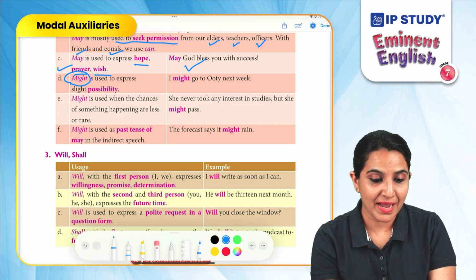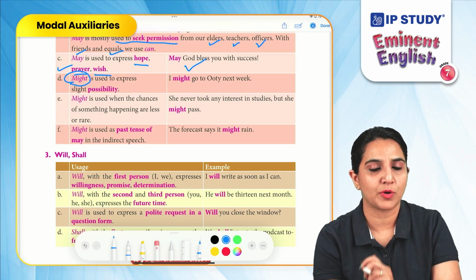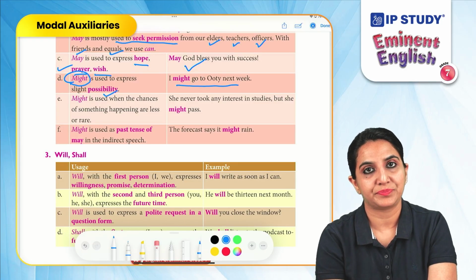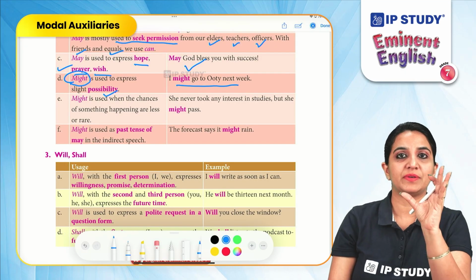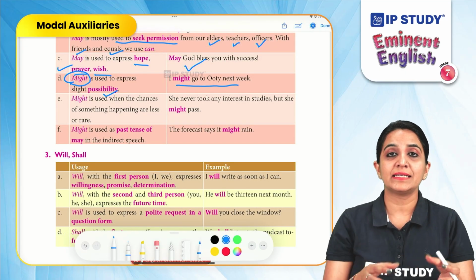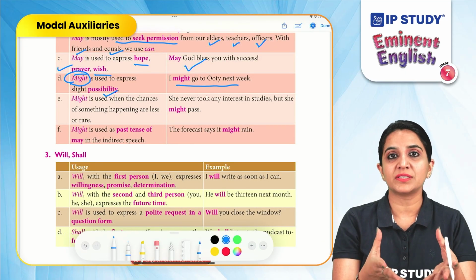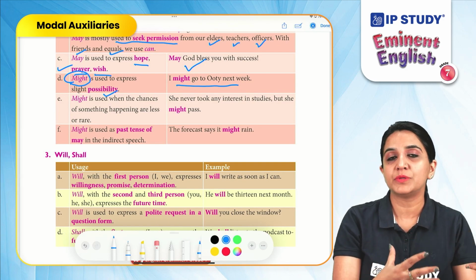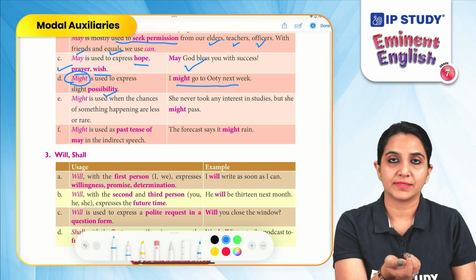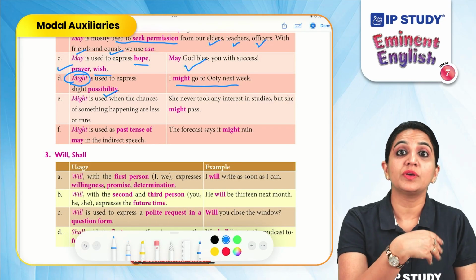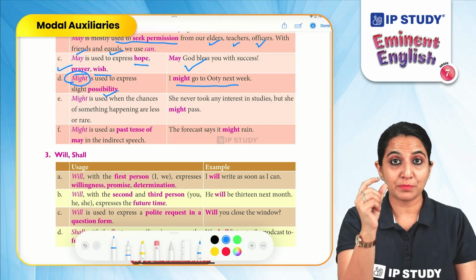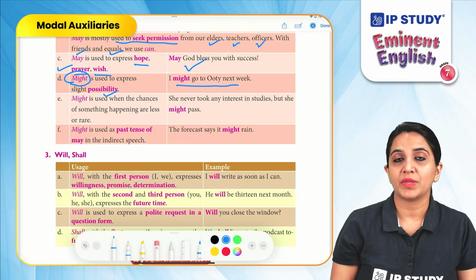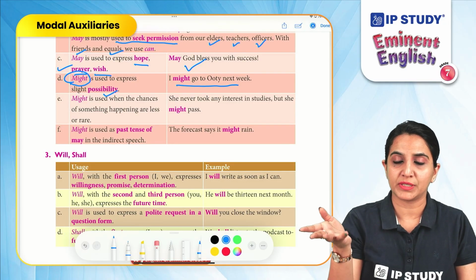Might. Might is used to express a slight possibility. For example, I might go to Ooty next week. Now, what is the major difference between may and might? May expresses a possibility which may happen, and is also used when you're seeking permission from your elders. May is also used to give permission, right? But might is used when there is a slight possibility of something. For example, I might go to Ooty next week.